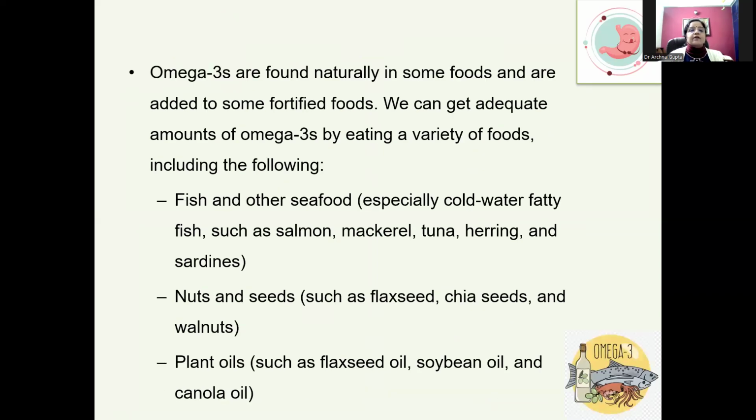Omega-3s are found naturally in some foods and are added to some fortified foods. We can get adequate amounts of omega-3s by eating a variety of foods, including the following: fish and other seafood, especially cold water fatty fish such as salmon, mackerel, tuna, herring, and sardines; nuts and seeds such as flax seeds, chia seeds, and walnuts; plant oils such as flaxseed, soybean, and canola oil.